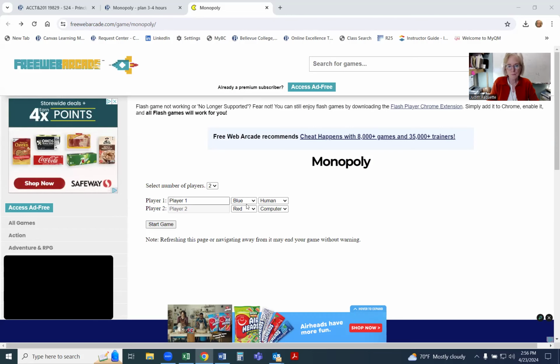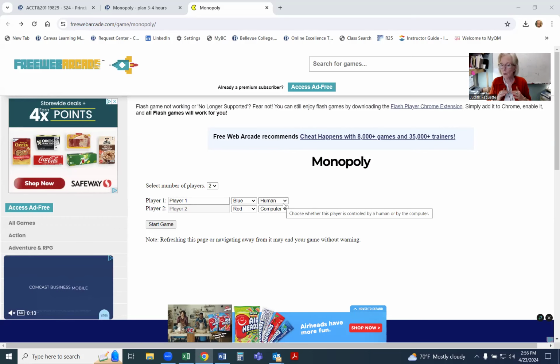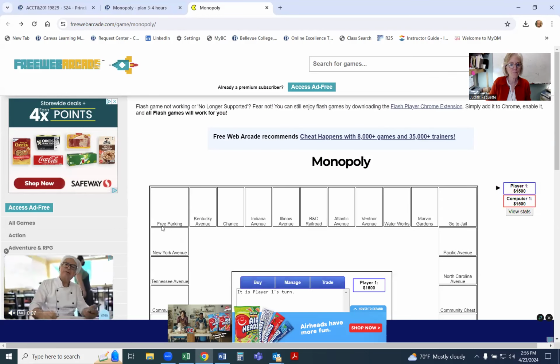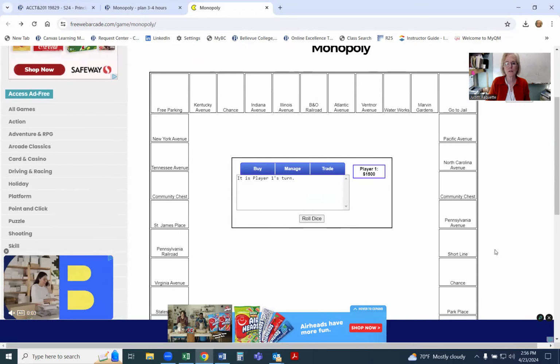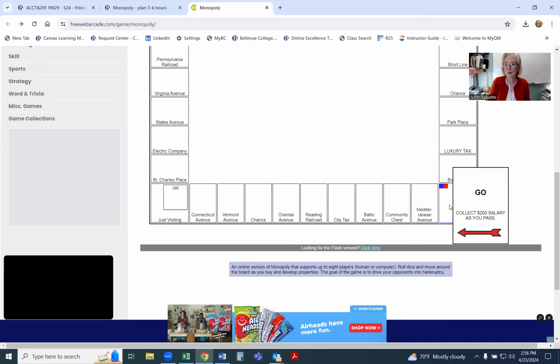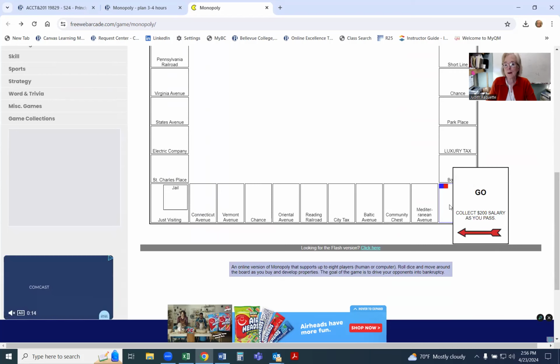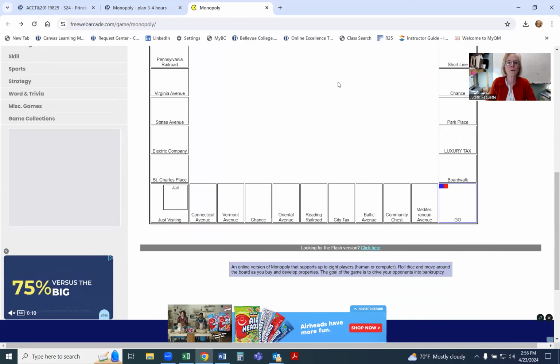So player number 1 is blue. Player number 2 is just the computer. The only transactions we're logging are what changes our cash account. So we'll start the game. Unfortunately, I've got a very busy screen and I apologize. Here's Go. We always start at Go, but we haven't passed Go. Passing Go means you've come around the corner.